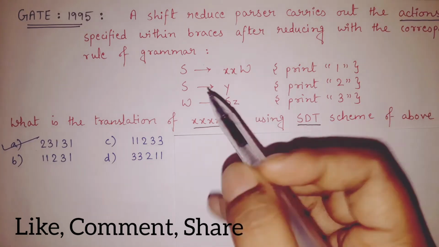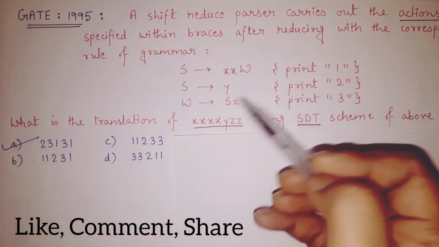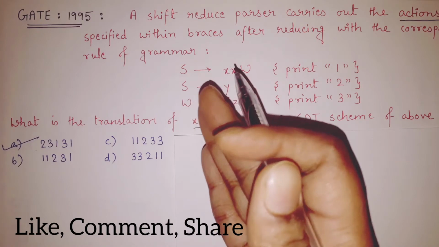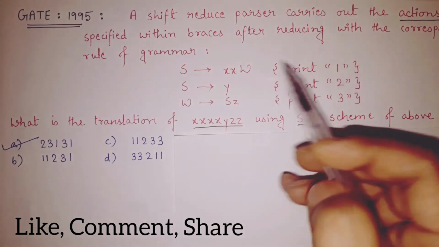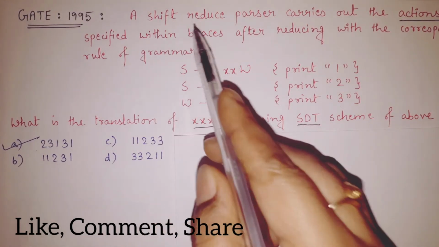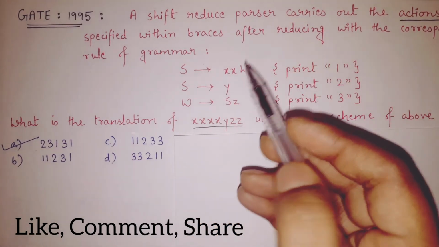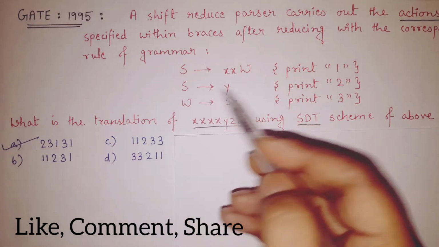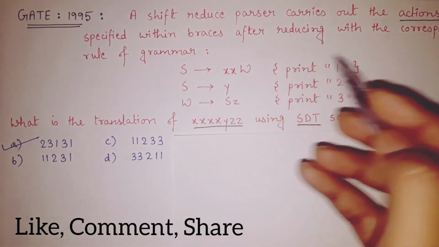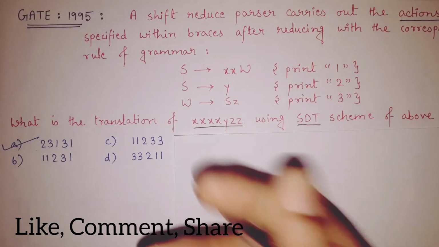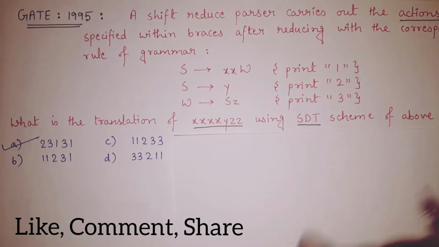Okay, so this is actually SDT, that is syntax directed translation. Generally in that, we have productions of grammar like this, and along with the grammar we are given the actions. So as told here, it is a shift reduce parser, where along with reduction of the grammar, the particular actions take place. How it is happening, I will explain to you, don't worry.